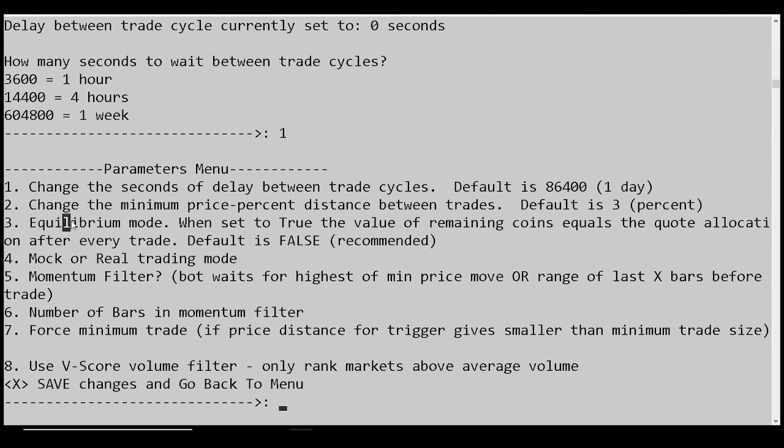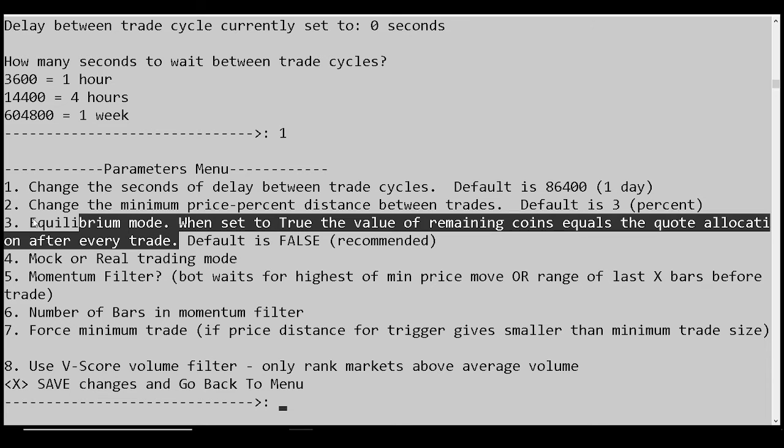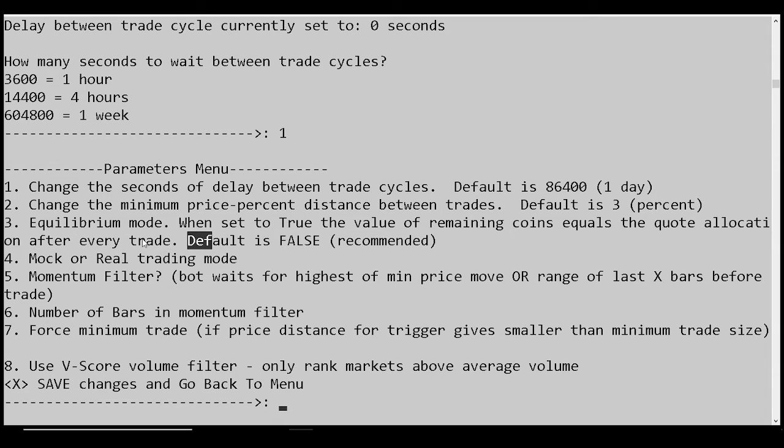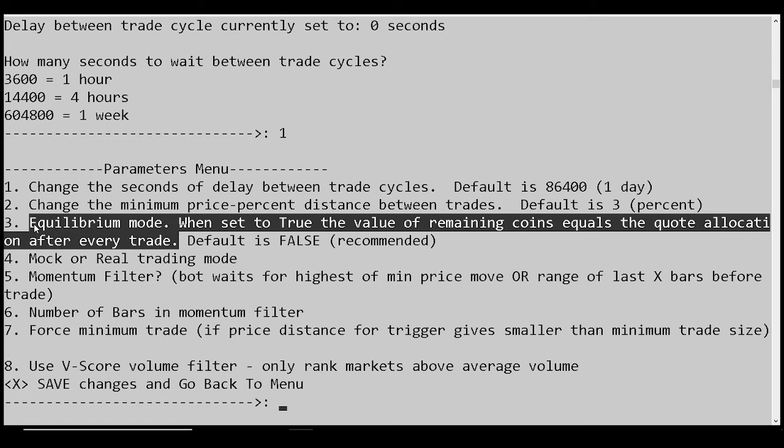So the next option is equilibrium mode. When it's set to true, the value of remaining coins equals the quote allocation after every trade. So you've got a 50-50 value split after every trade. There will be a skew over time, and it'll get a little bit off balance, but it won't be much. Volatronix is basically the limit of making the most amount of profit possible, or the highest unbiased growth possible without gambling, without creating any probability of a negative unbiased growth. And this equilibrium mode just basically trades half that size, right? That's how the math works out.